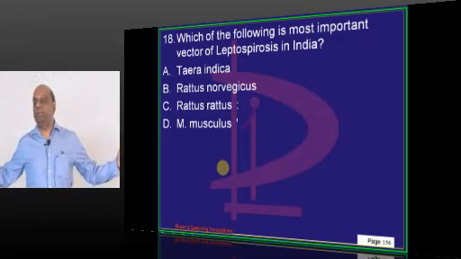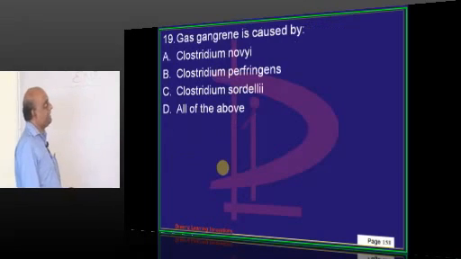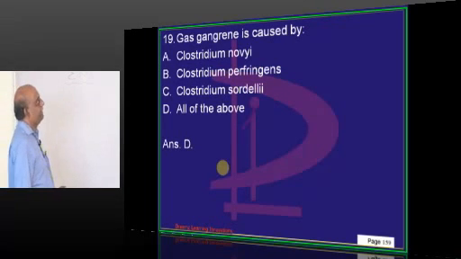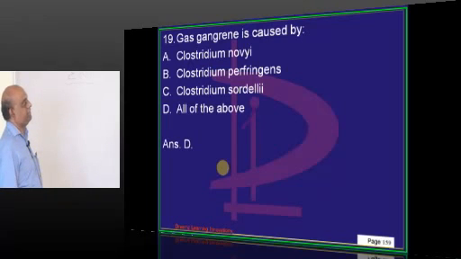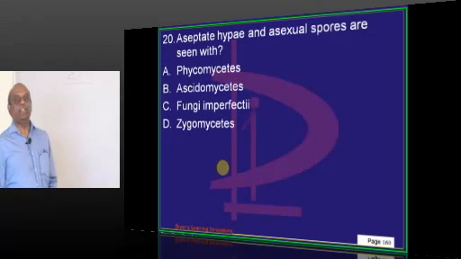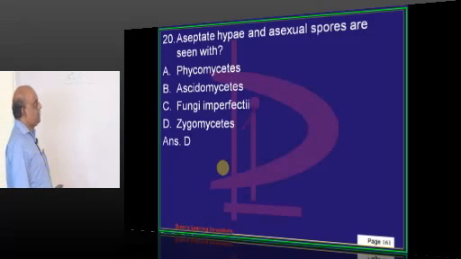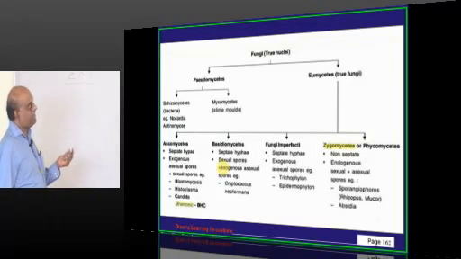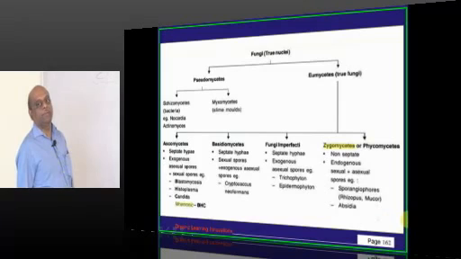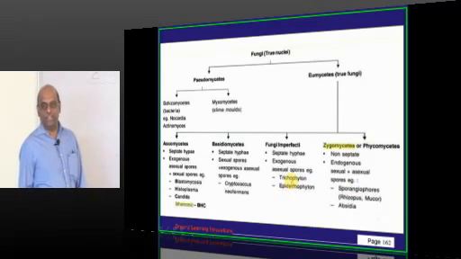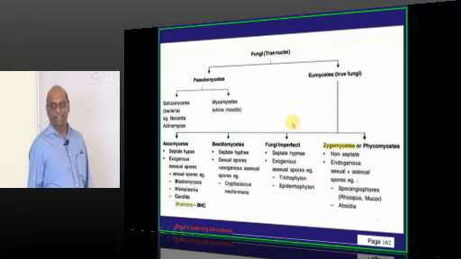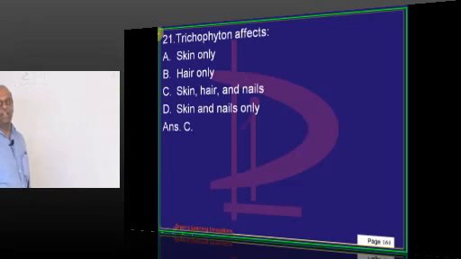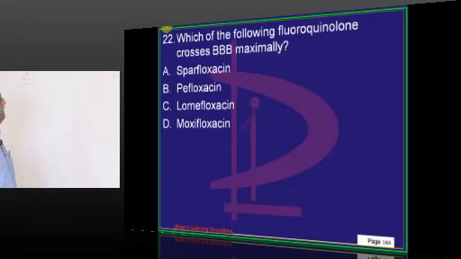Now, what is the most important vector of leptospirosis? Rattus rattus. Gas gangrene, any of them, not only novyi, any of them can actually produce. Aseptate hyphae and asexual spores is the feature of zygomycetes. So once more, pseudomycetes, eumycetes, etc. You must have a look. This is actually a 9th class biology CBSE syllabus table. MD entrance also asks the same. Trichophyton affects skin, hair, nails because they are the three structures we are made up of.